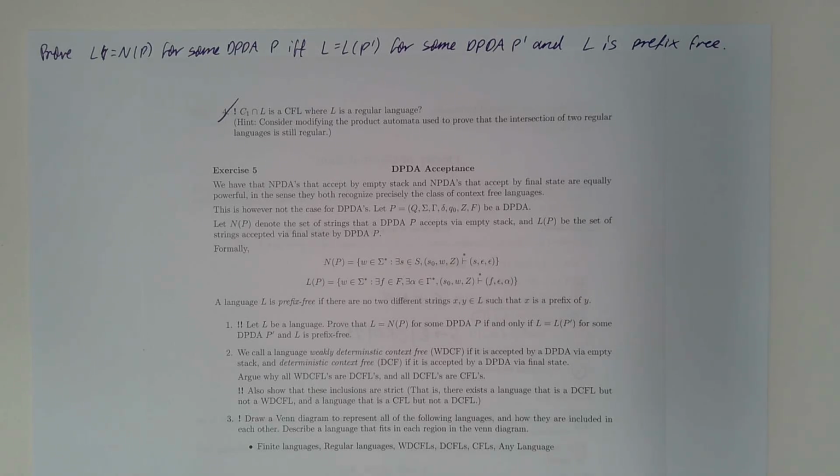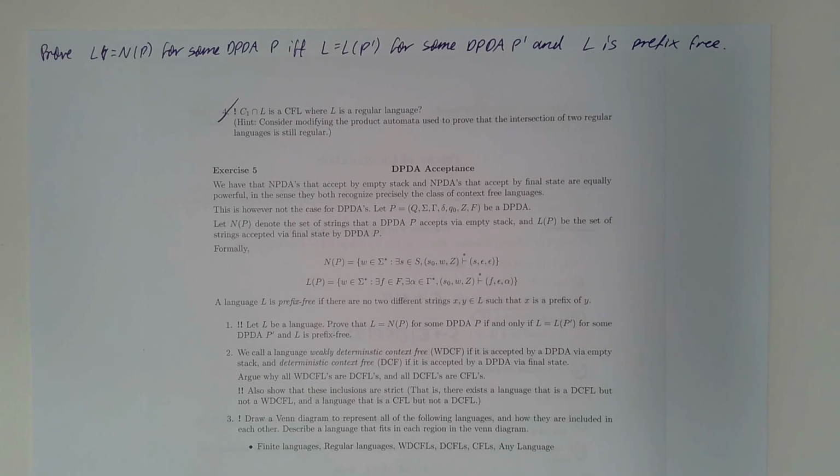And it happens to be the case for deterministic pushdown automata, these two terms are not equivalent, and that's what we're going to show. So we're asked to prove that a language is recognized by a DPDA via empty stack if and only if the language is recognized by final state for some DPDA and the language is prefix free. And what does it mean for a language to be prefix free? It just means for any two strings in the language, one is not a prefix of the other.